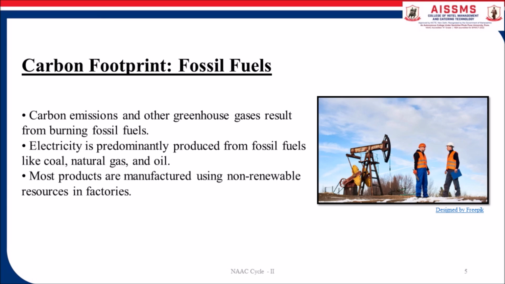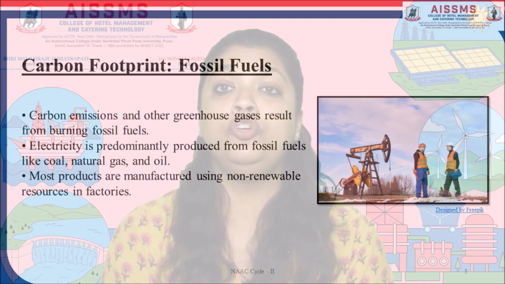The electricity we use is mostly made from fossil fuels, such as coal, natural gas, and oil. The more electricity we use, the more fuel is consumed for electricity production, leading to a further increase in carbon dioxide. Most of the things we use are made in factories by the use of non-renewable resources. These are then sent to far-flung areas by freight trains, which again involves burning of fossil fuels.